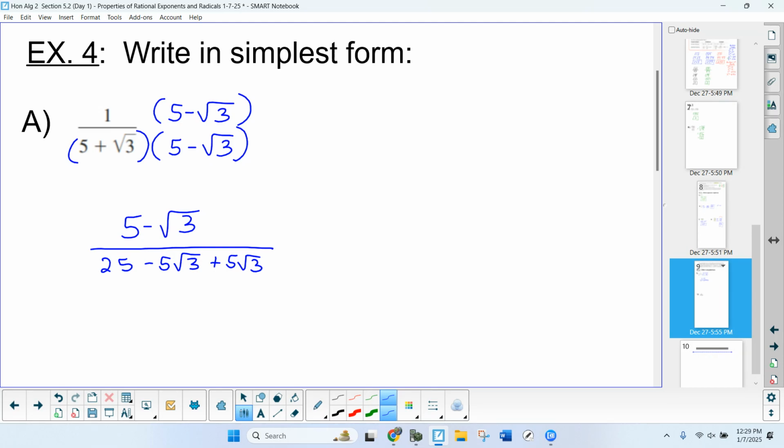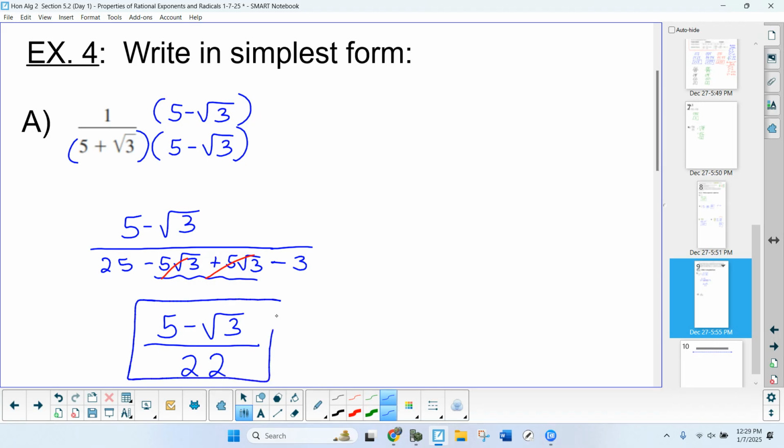And what's square root of 3 times negative square root of 3? Be careful. What's a positive times a negative? And what's square root of 3 times square root of 3? Square root of 9, which is just 3. What happens to your middle terms? These cancel out. Those go away. And what is 25 minus 3? 22. And now we're done. We don't have a radical in the denominator.